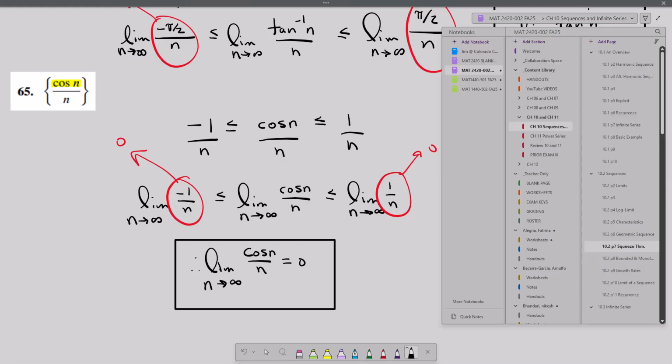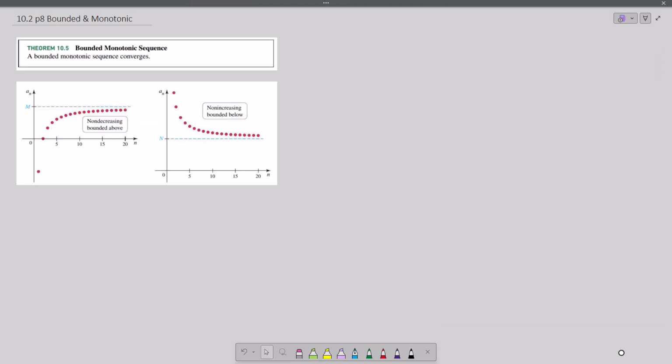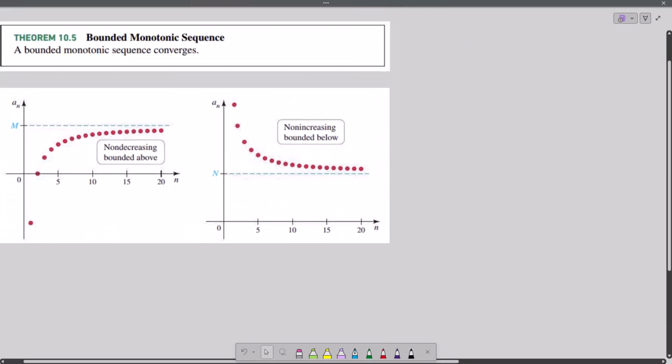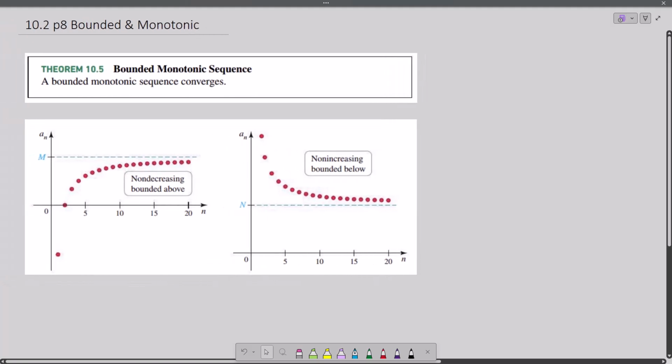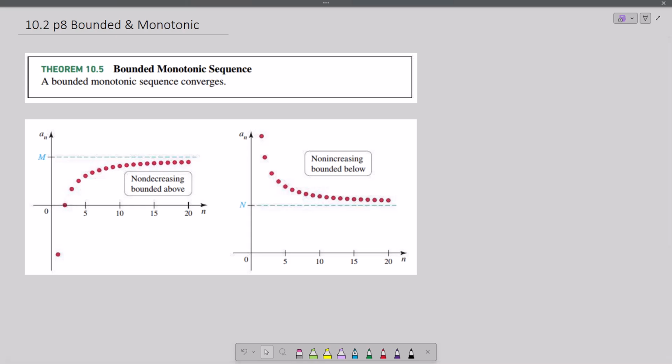Let's take a look at a really important theorem. This theorem says bounded monotonic sequences converge. So if you have a sequence that's monotonic, so that means it's either trending up or trending down, and it's bounded, it must converge. Now, every example they're going to show us is not with a true non-decreasing and a true non-increasing, because those are so hard to create. This one's really increasing, this one's really decreasing.